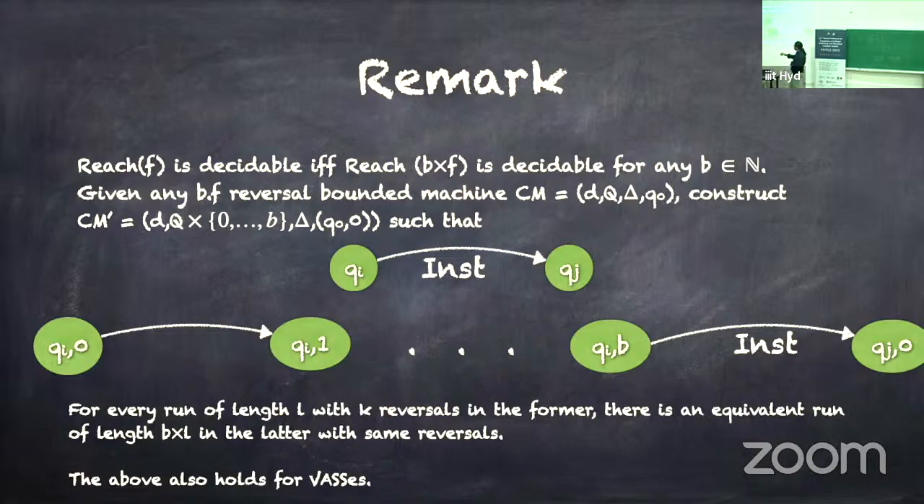Because now for every run of length L with K reversals in the actual CM, I have an equivalent run of B times L in the latter with the same reversals, because I'm not changing any counter values. So this is a very trivial result in some sense, that the constants do not affect. You can always simulate with these kinds. So now you have elongated the runs. You have pushed some dummy transitions to make sure that the number of reversals is f by b in this case.